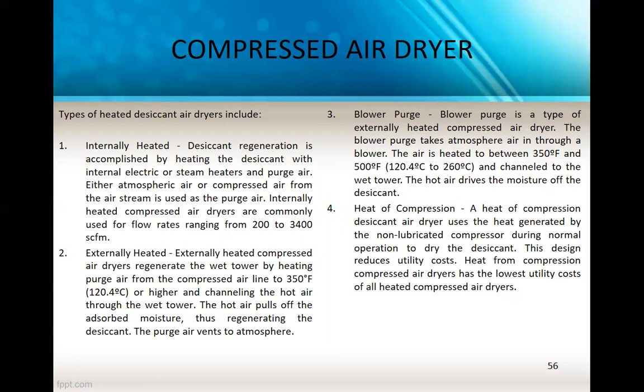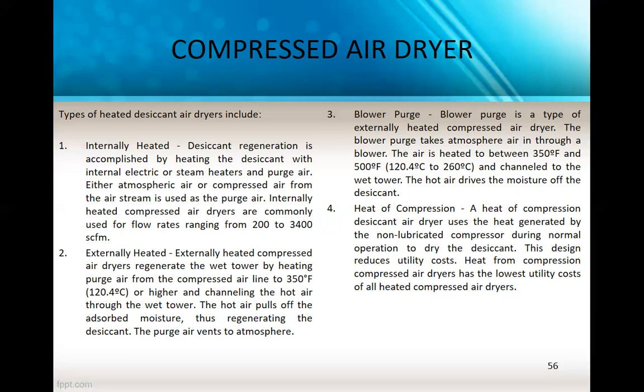Blower purge is a type of externally heated compressed air dryer. The blower purge takes atmospheric air in through the blower. The air is heated to 350 Fahrenheit to 500 Fahrenheit and channeled to the wet tower. The hot air drives the moisture off the desiccant.